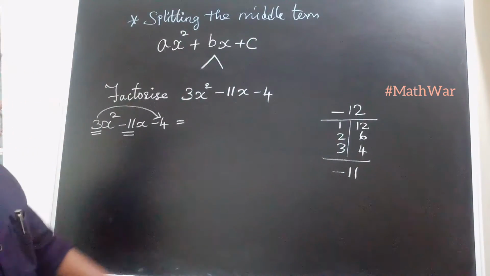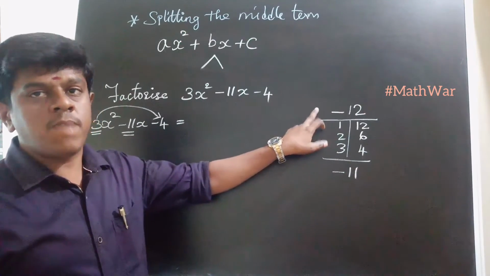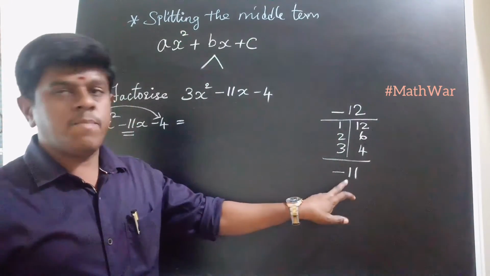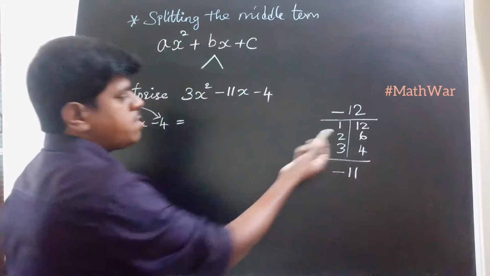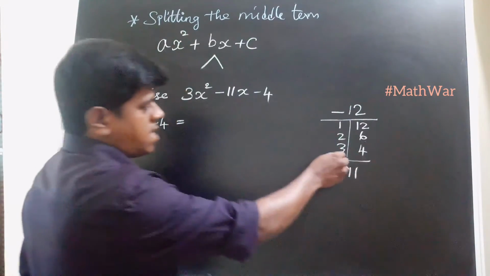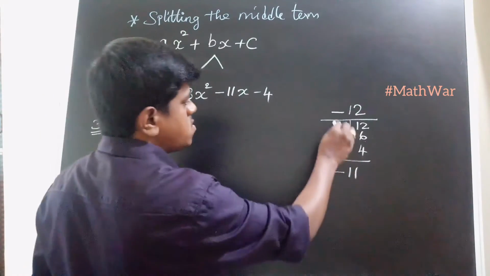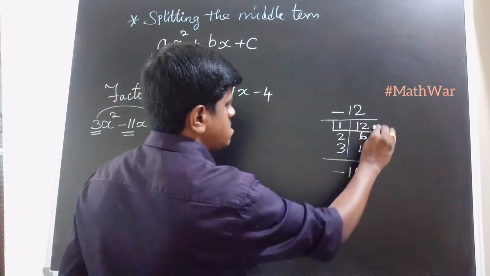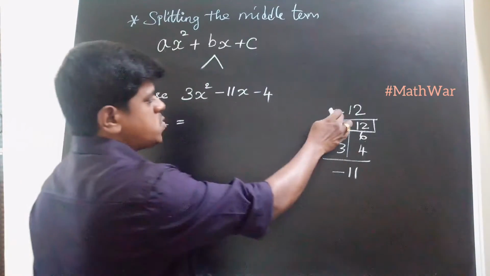So you can see here, if we want to choose two factors such that if you multiply it should come as minus 12, and if you add that should come as minus 11. And you can see 6 and 2, if you add, we will get 8 only, and 3 plus 4 also at maximum will come as 7. So 11 is there, so most of the chance is here, 12 and 1, there is a chance. You can see here minus 12 we need.